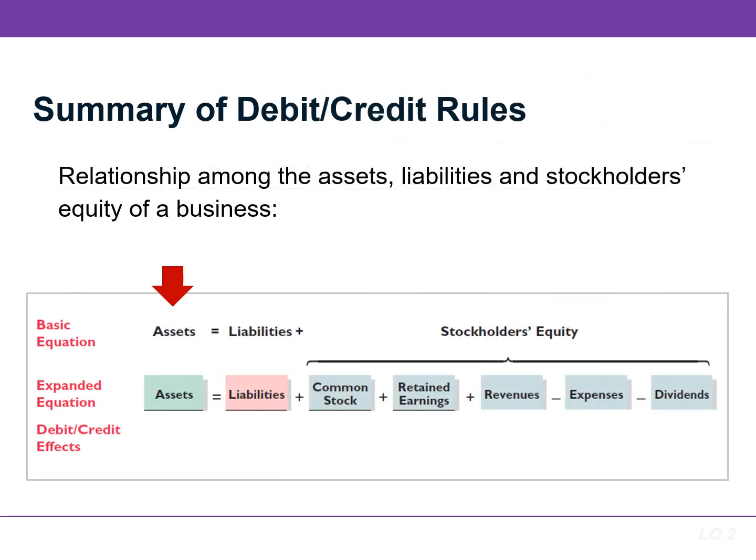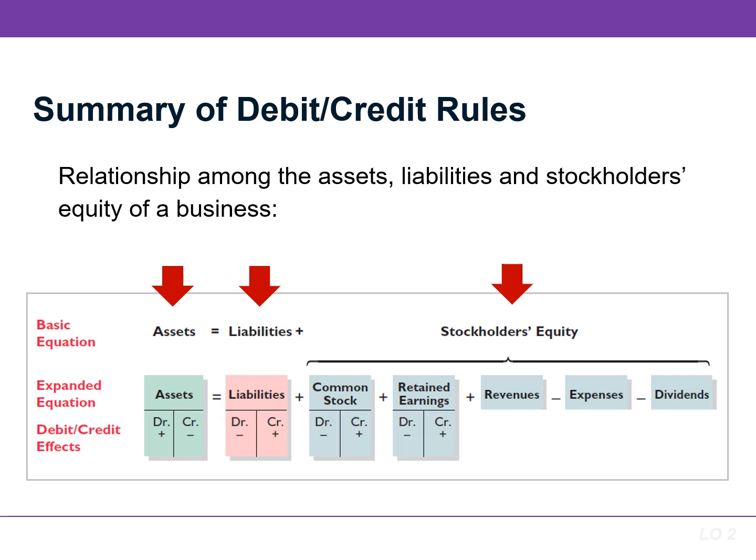Assets are on the left side of the equation and increase with debits, which is on the left side of the T account. Liabilities and stockholders' equity are on the right side of the equation, and they increase with credits, which is on the right side of the T account.